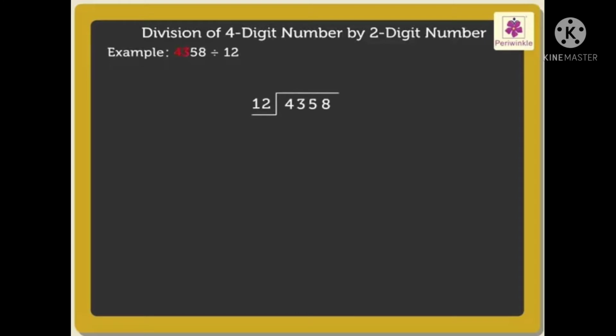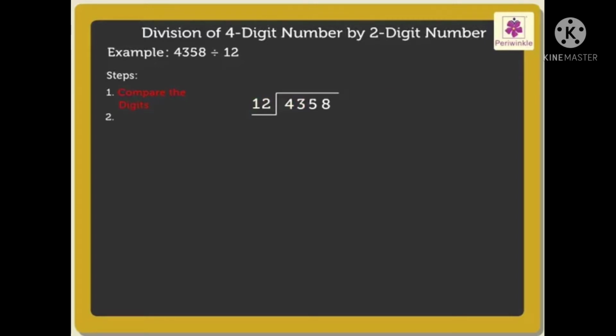Divide 4,358 by 12. To solve this simple division, there are 5 steps. Step 1 is to compare the digits. We compare the leftmost digit, that is, the thousands in the dividend, which is 4, with the divisor 12. As 4 is smaller than 12, we compare the hundreds in the dividend with the divisor. Here, 43 is greater than 12. Now, we can divide 43 by 12.